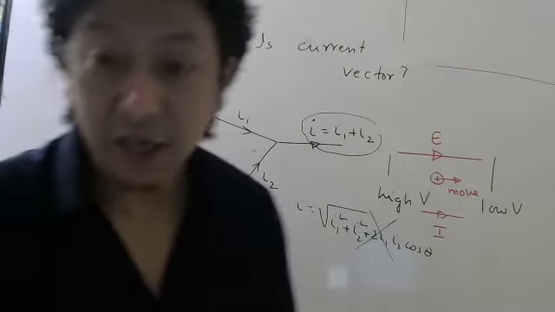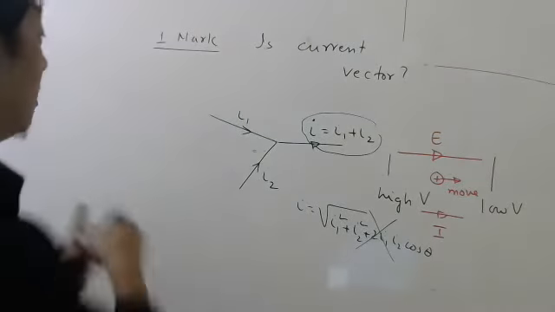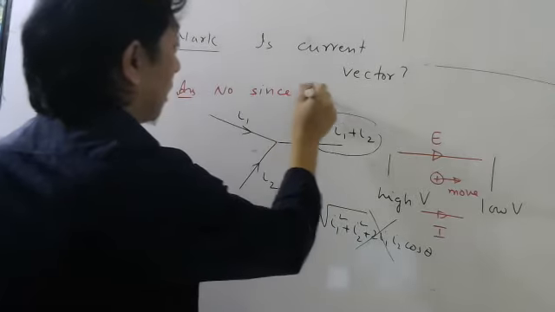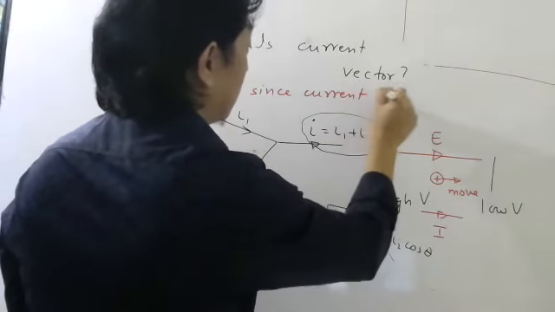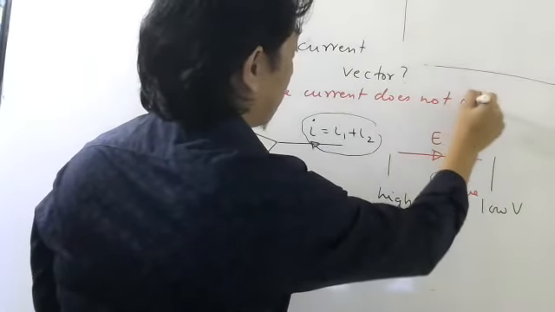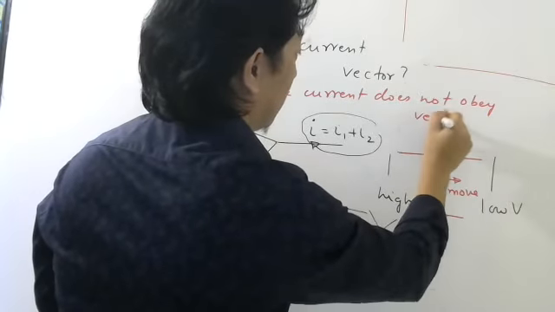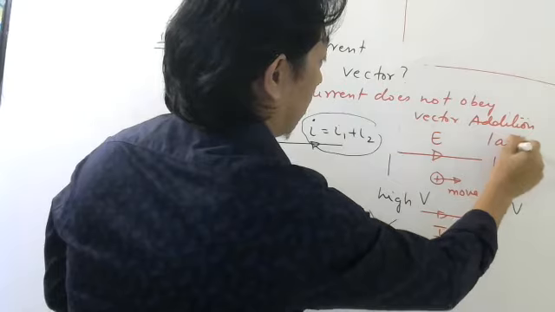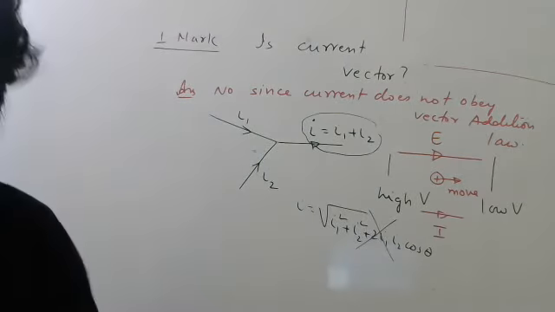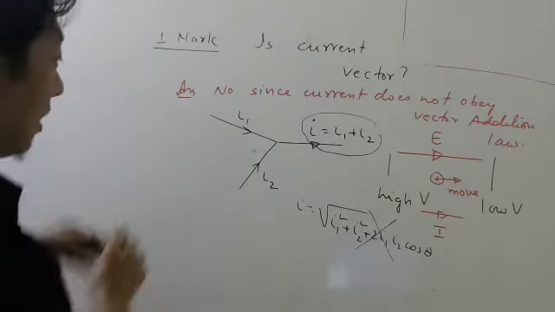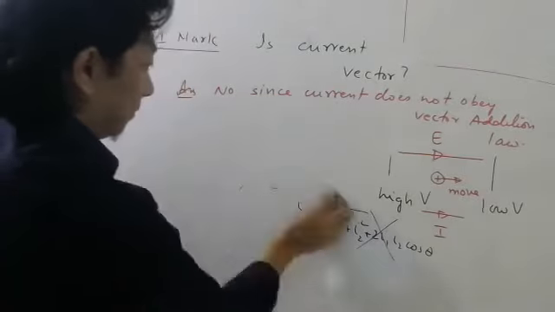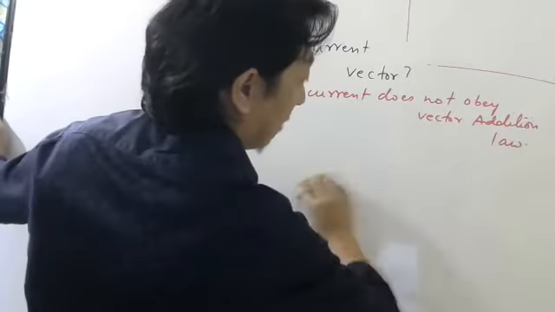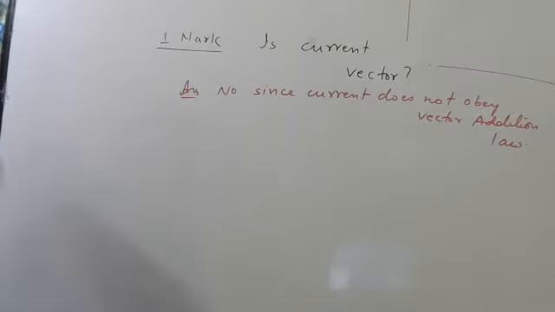In other words, current does not obey the vector addition law. So the answer is no, since current does not obey vector addition law. It just adds algebraically, just like charges.